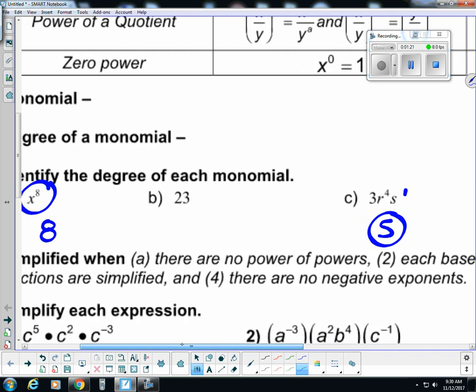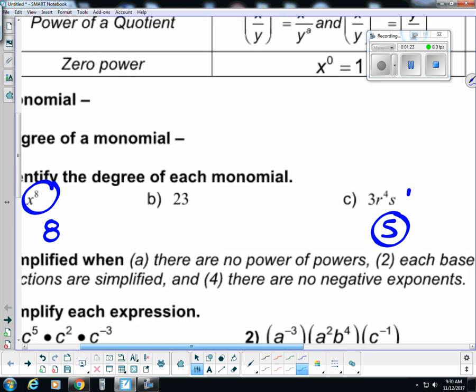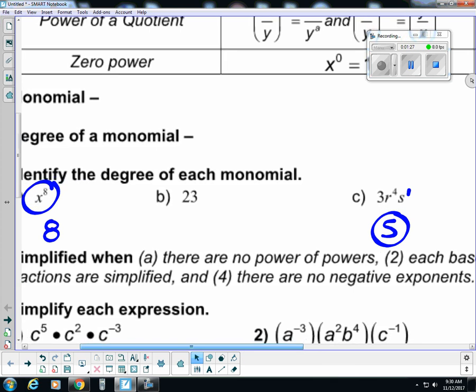Now, when we head back to part B here, I don't have any variables. Okay, so what I've got to look at then is, well, I just have a constant, or I have to realize I just have a constant. And the degree of your monomial when you just have a constant term is 0.